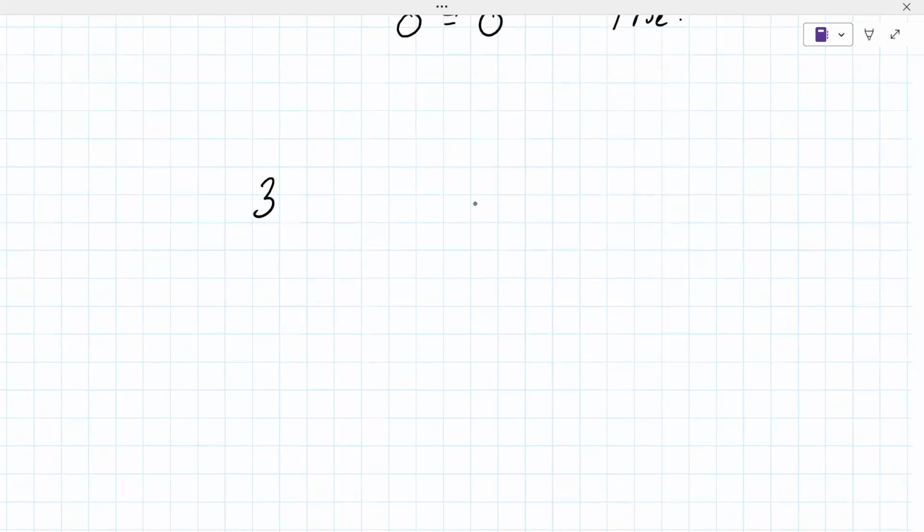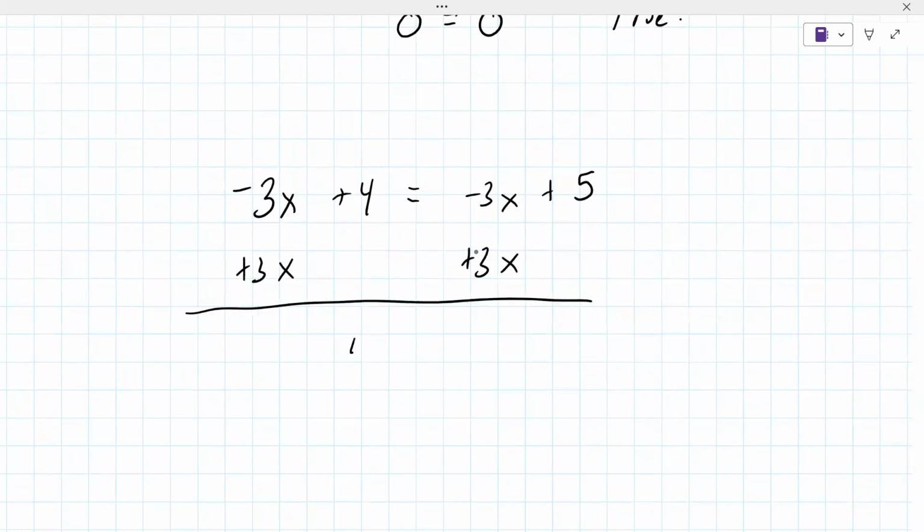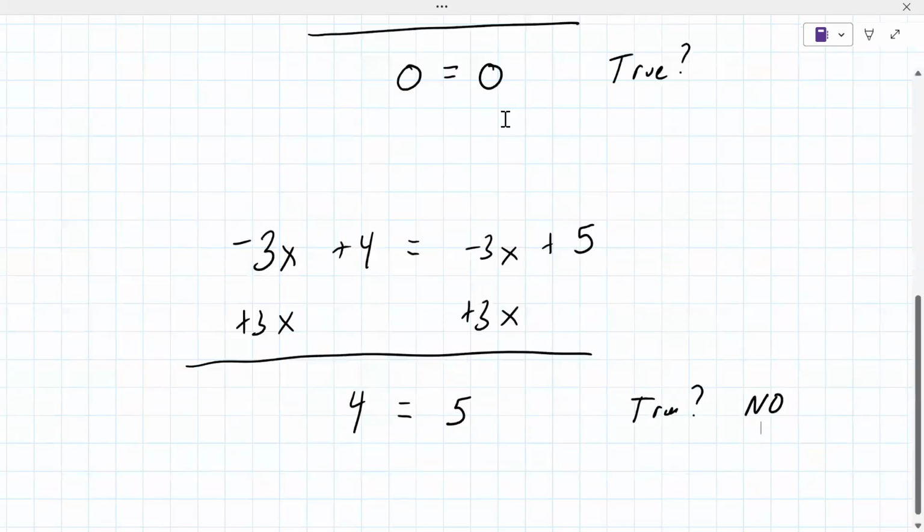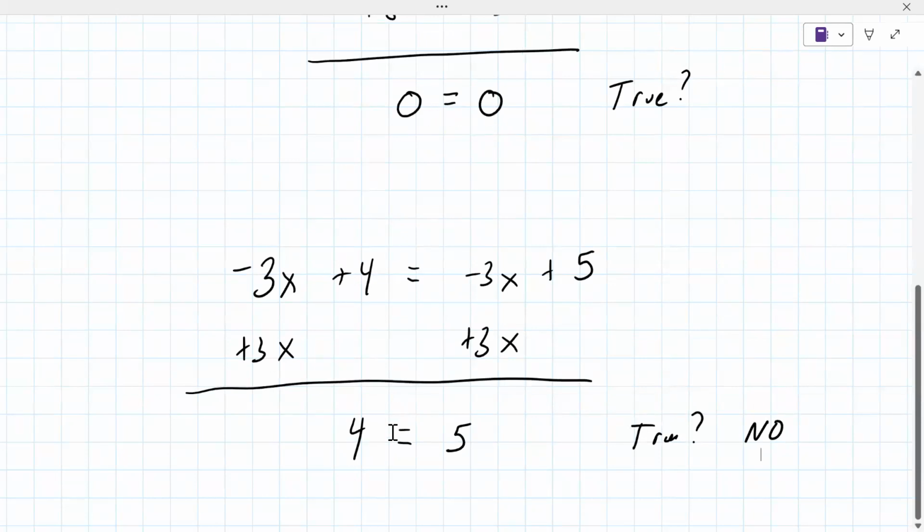Let's say it's something else. Let's say it's minus 3x plus 4 equals minus 3x plus 5. And we'll do the same thing. So we'll add 3x to both sides. And then we get 4 equals 5. Is this true? No, this is not. This is bad. The previous one's weird. It's like, okay, yeah, that's true. But this one is definitely not true.